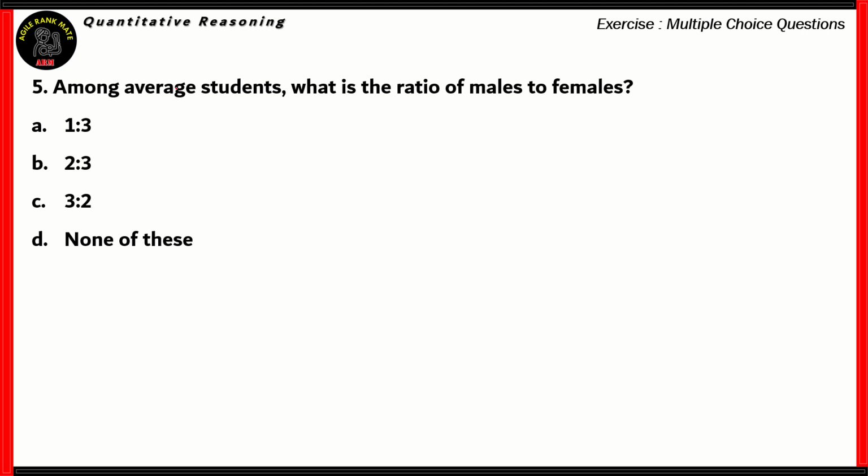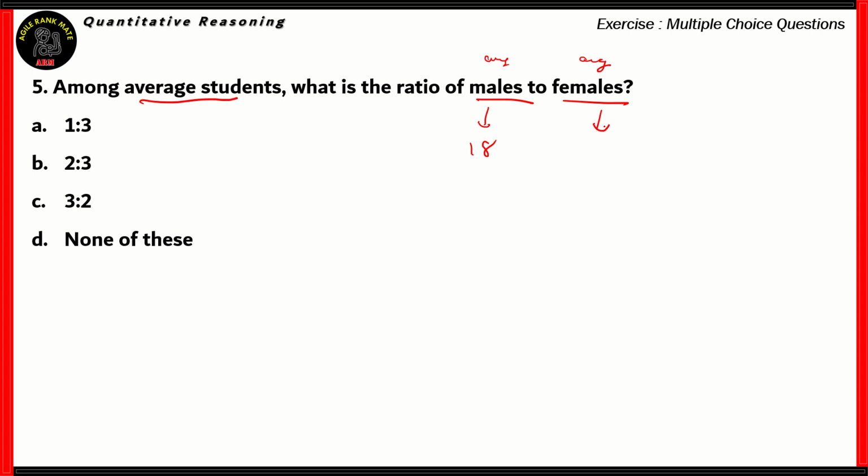Now, question number 5, the last question of this particular scenario. Among average students, what's the ratio of males to females? So we have to divide average males by average females to get the ratio. The number of average males is 18.